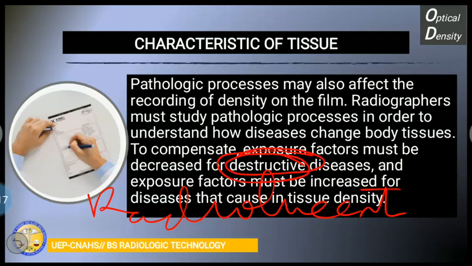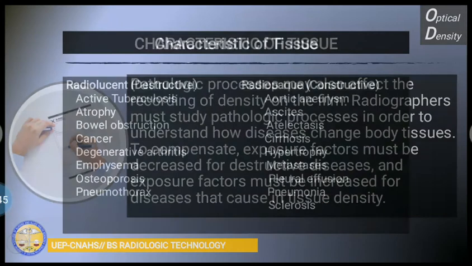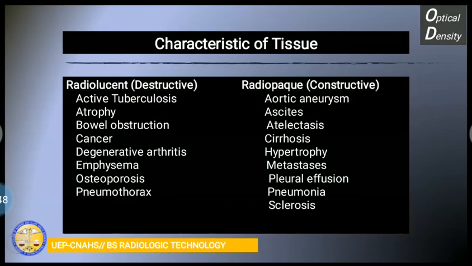The other one is the additive. Destructive is radiolucent. The other one, additive, is radiopaque. Sa destructive, usually we have to reduce or decrease our technical factors. Sa additive or radiopaque, normally we have to add, kaya nga additive or increase technical factors. Ito yung mga conditions na sinasabi ko. So, radiolucent, destructive. Normally these appear black on the radiograph.